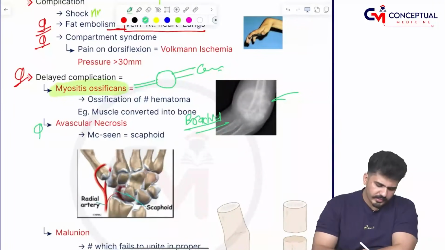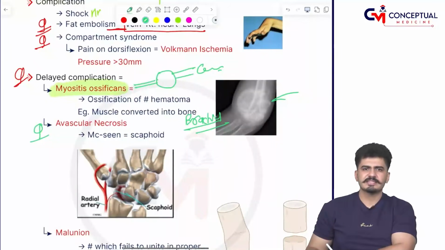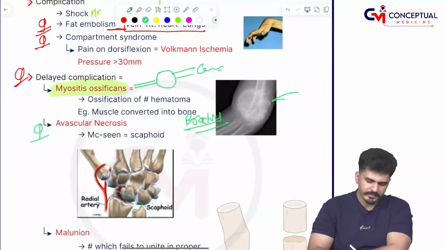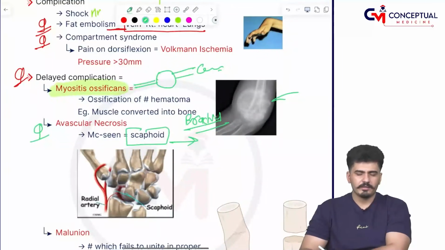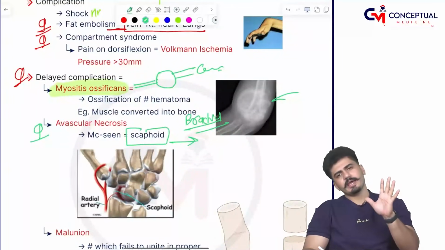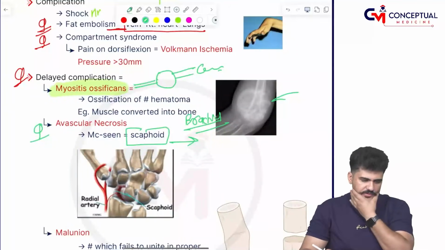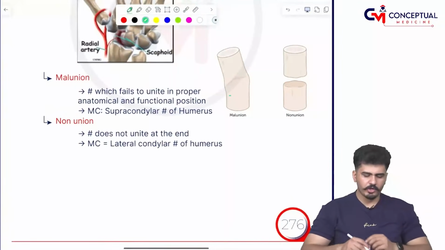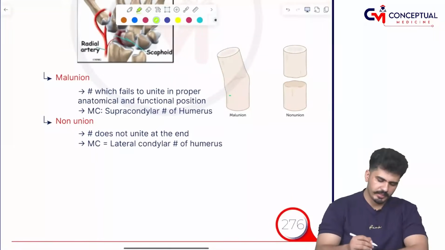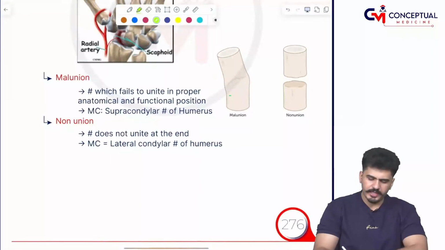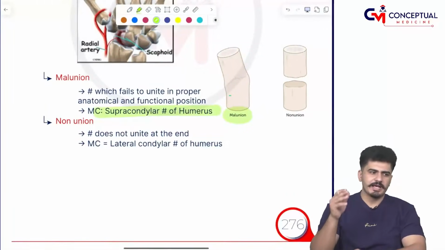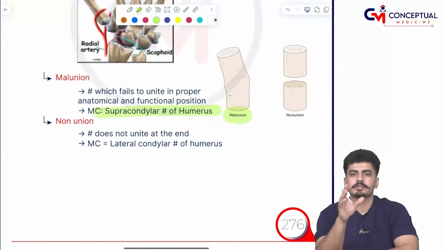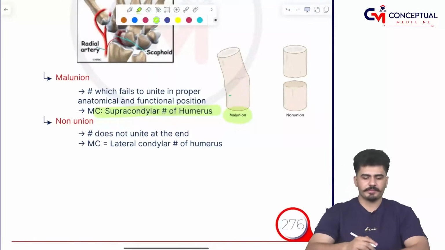Now avascular necrosis, most commonly seen with the scaphoid, sir. Most common bone to get fractured in the carpal bones is also the scaphoid, and avascular necrosis is also, sir, scaphoid. Now coming to malunion and non-union. Malunion means there is a faulty union like this, seen with the supracondylar fracture of the humerus, and that is also not an early complication, that is also a delayed complication.